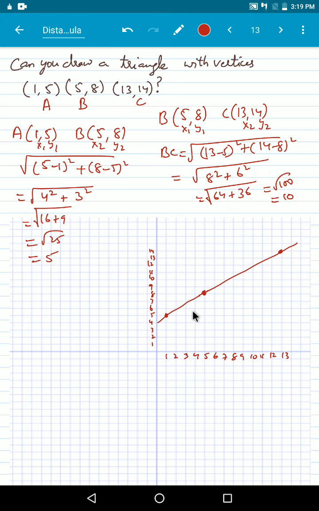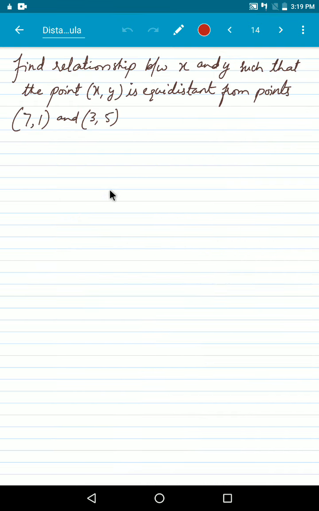This is just for our verification sake, but actually you should do it like this using the distance formula. Now, find the relationship between x and y such that (x, y) is equidistant from the points (7, 1) and (3, 5). I hope this is the last problem. Yes, this is the last problem. Now, what is given here?